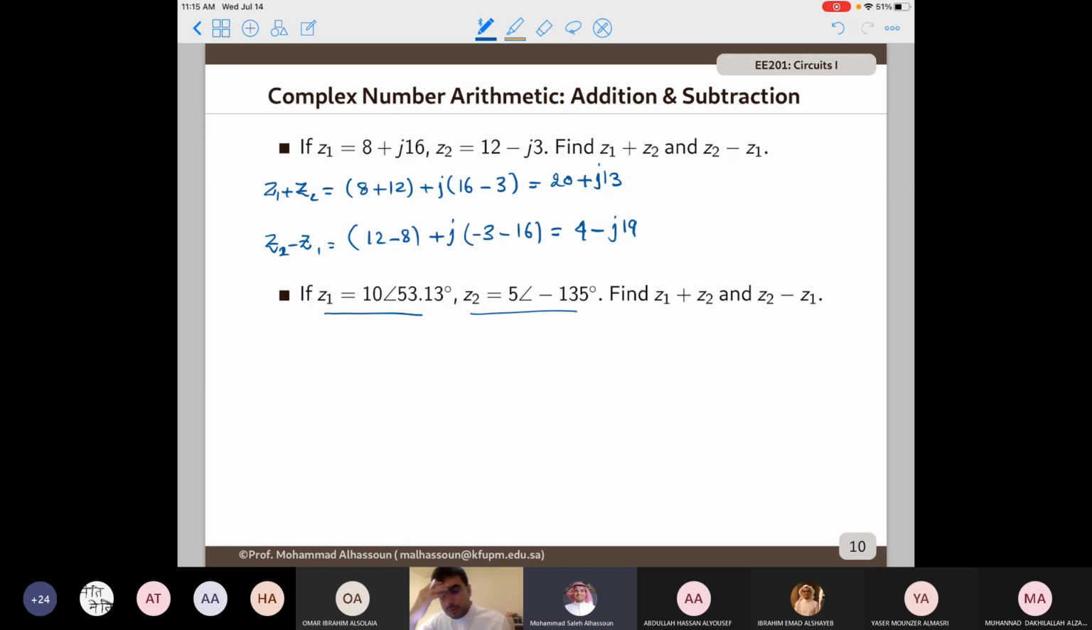In some of the newer calculators, you can add and subtract directly with polar form. You don't need to do this step. But if you're doing it by hand, or for most calculators, you cannot do this. So you need to convert to rectangular form.